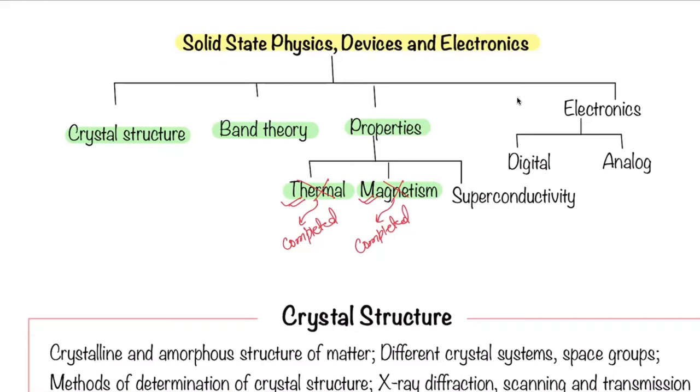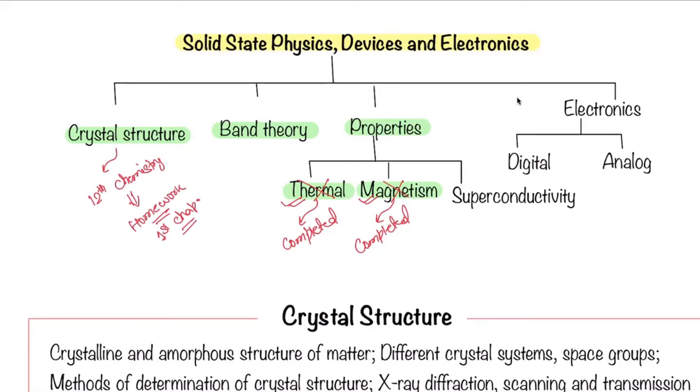If you have covered thermodynamics and electricity and magnetism, you need not worry about these two topics in solid state physics and devices. Again, crystal structure is partially of class 12th chemistry, right? So this is your homework also: 12th chemistry, first chapter, you need to study in detail, right? Detailed study should be required.